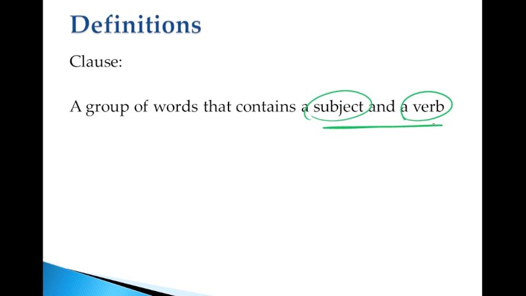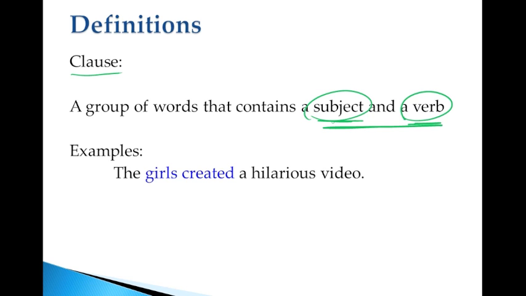You've done phrases. Phrases can have a noun. They can have verbs in them, but they won't ever have both a subject and a verb. Only a clause has a subject and a verb. Here are some examples. The girls created a hilarious video. You can see the subject and the verb.